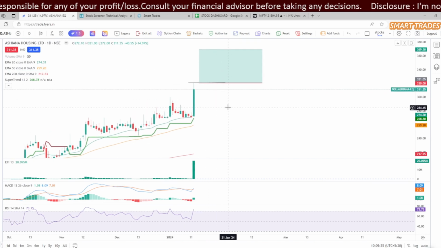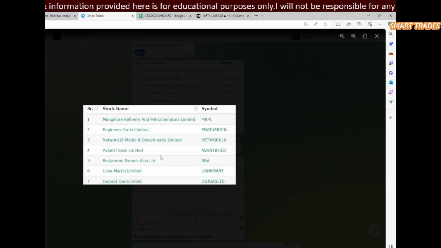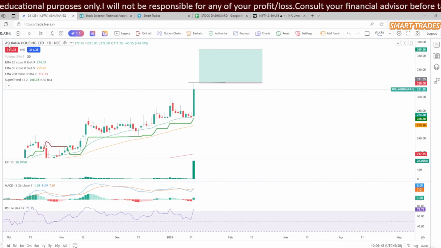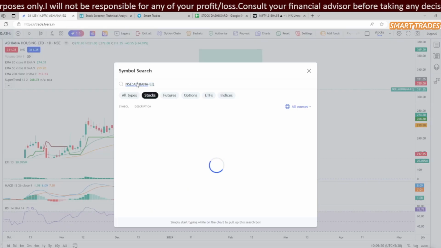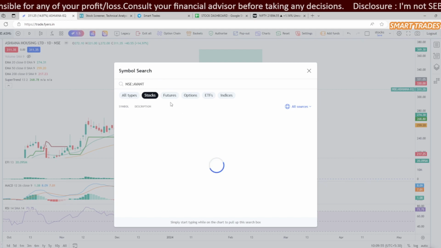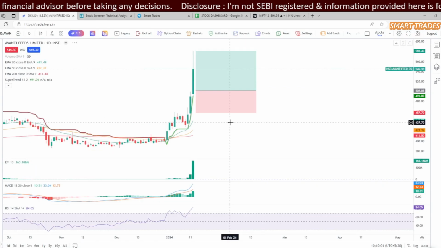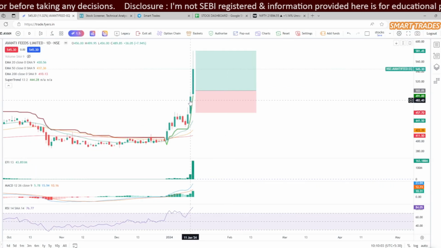Okay, so on Friday, this is our free Telegram channel. On Friday we gave these stocks. Okay, so we gave this Avanti Feeds. Okay, Avanti Feeds, we can check the chart. Okay, how much momentum we got in this. That stock was provided based on the swing stock selection only guys. Okay, you can see we gave it on Friday.